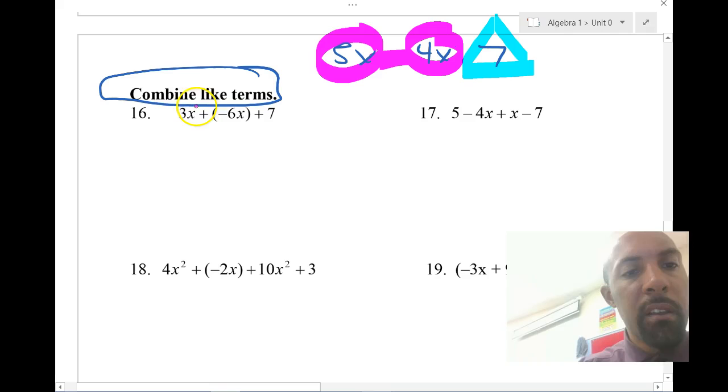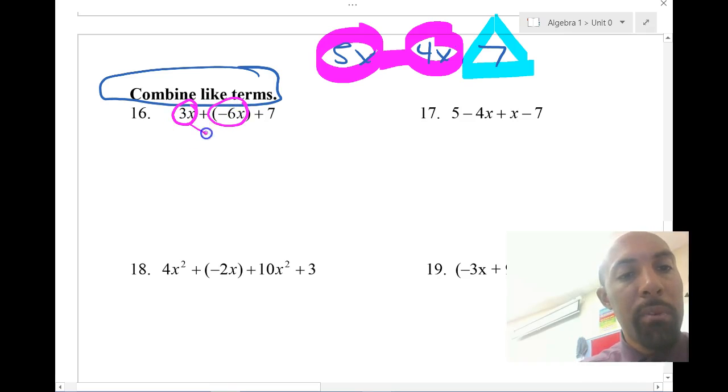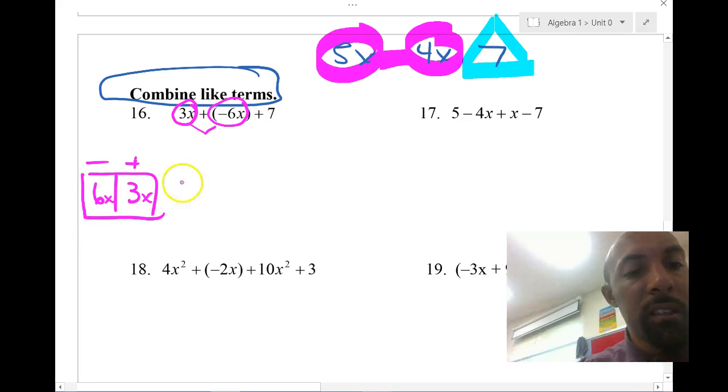Okay, number 16. I first put a circle around the first number. This has x, so I go to whatever number has x. 7 does not, 6 does, and it's negative. So now I'm going to put these two together, and I'm adding. I have plus and minus, so that means I'm going to add. So the 3 is plus, the 6 is minus. And don't forget it's x, 6x and 3x, different box. 6 minus 3 is 3. And don't forget x. And the bigger number is 6, so it's minus.